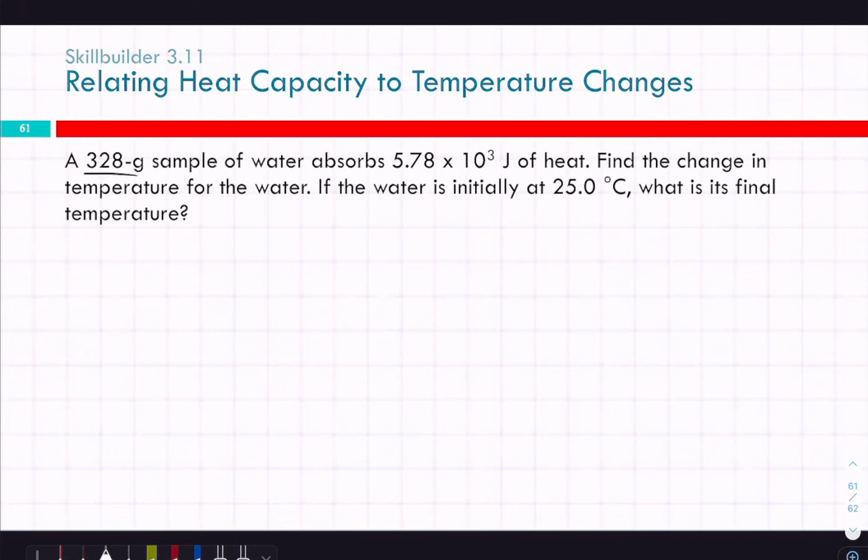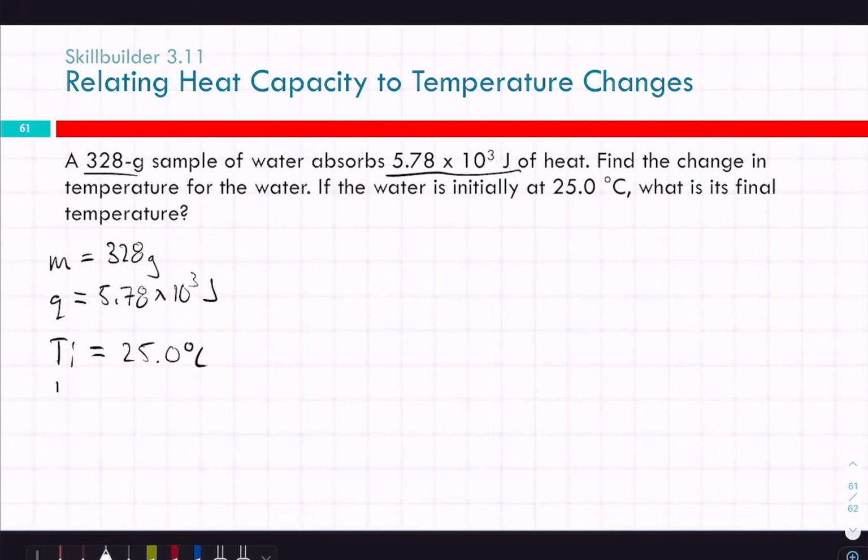So we've got a mass, 328 grams. We've got, what is this one going to be? Q. So the amount of joules is always going to be Q. And then what else are we given? T initial. Yeah, T initial. And then we want to find T final.